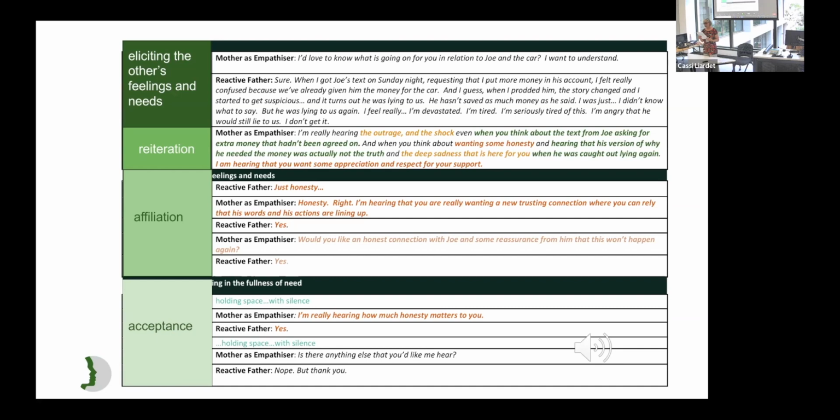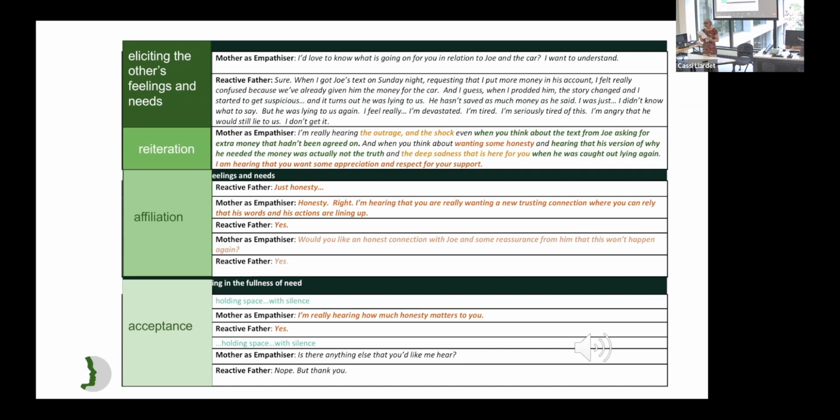I'm really hearing the outrage and the shock when you think about the text from Joe asking for extra money which hadn't been agreed on. And when you think about wanting some honesty and hearing that his version of why he needed the money wasn't actually the truth, and the deep sadness that's here for you when he was caught out lying again. I'm hearing that you want some appreciation and respect for your support.